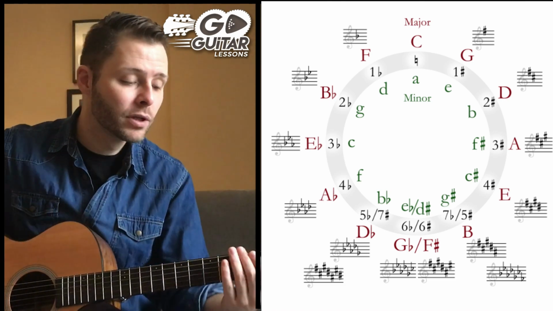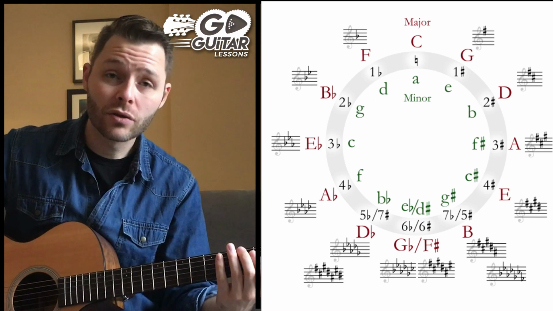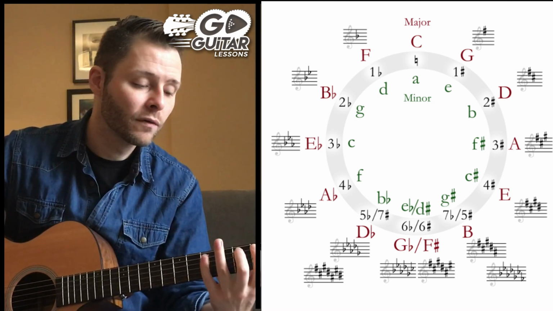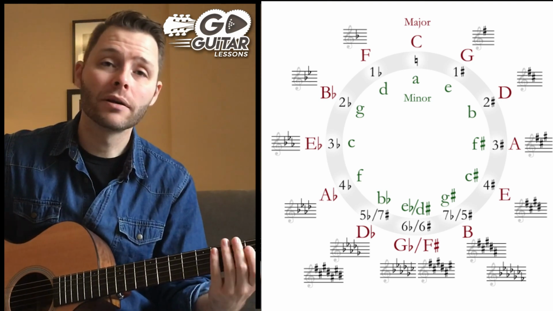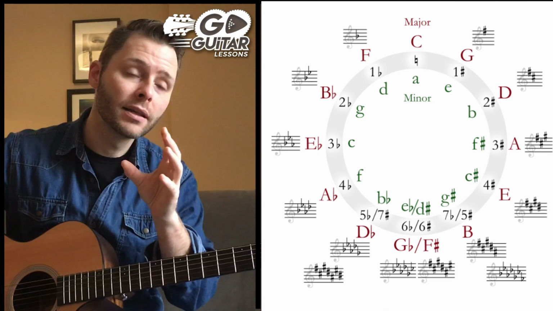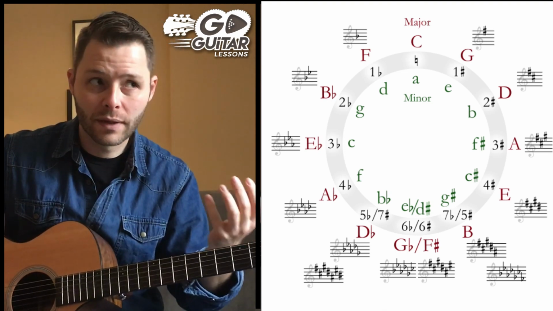Okay, so if we were to look at the G major scale, we find the 6th note in that. 1, 2, 3, 4, 5, 6. It's an E. That means E minor is the relative minor, and that's how we would derive the triads in the minors, the key of E minor.